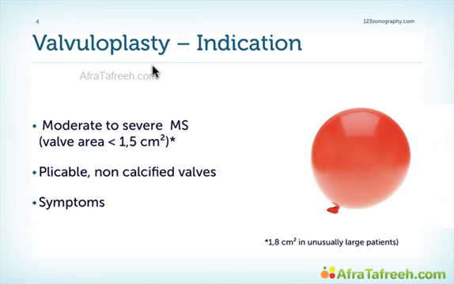What are the indications for mitral valve valvuloplasty? Well, you have to have moderate to severe mitral stenosis, so the mitral valve area has to be below 1.5 square centimeters, or if you have very large patients, 1.8. The valves have to be suitable for the procedure. They have to be applicable and non-calcified. We'll talk about that in more detail later. And the patients have to have symptoms, so it has to be a symptomatic form of mitral stenosis.